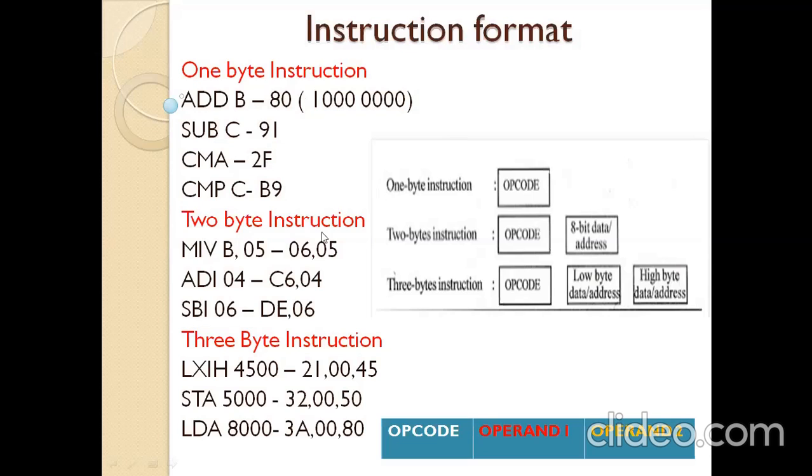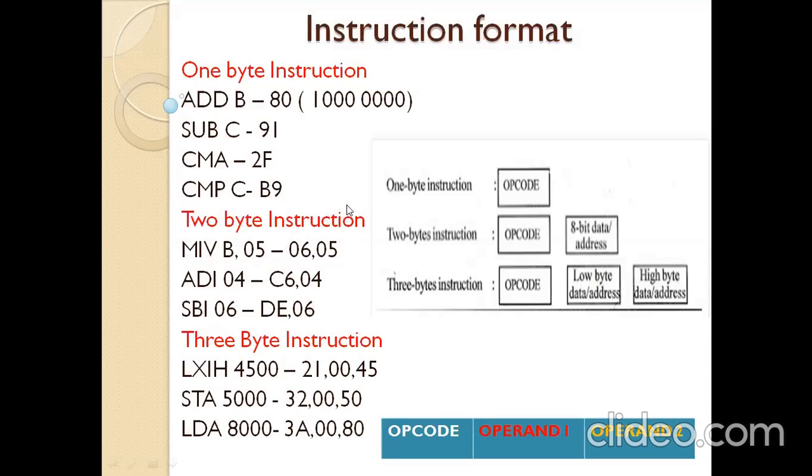Second type is 2-byte instruction. In 2-byte instruction, I have given 3 examples. One is move immediate, another one is addition, another one is subtraction. MVI B,05. This instruction has 2 bytes. 06 is 1 byte, 05 is another 1 byte. So it is called a 2-byte instruction.